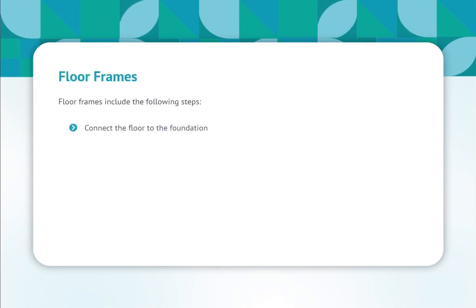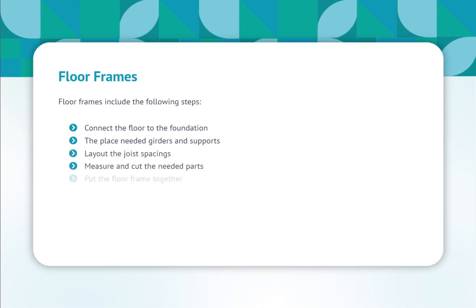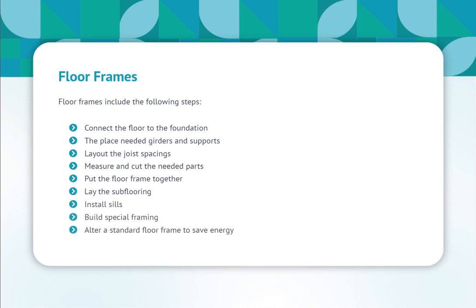Floor frames include the following steps. Connect the floor to the foundation. Place the needed girders and supports. Lay out the joist spacings. Measure and cut the needed parts. Put the floor frame together. Lay the subflooring. Install sills. Build special framing. Alter a standard floor frame to save energy.